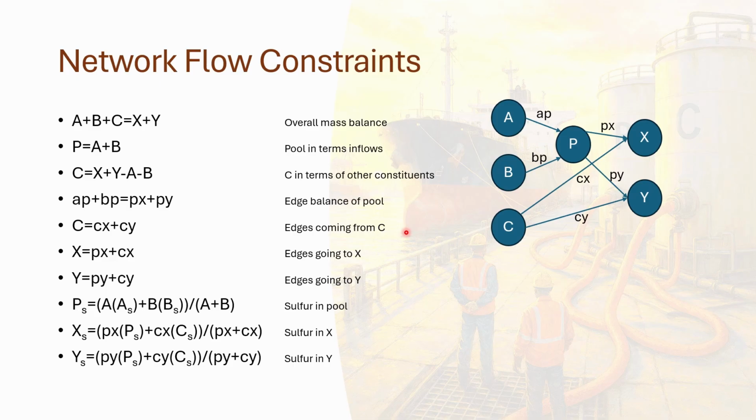We have edges coming from C, as you can see here, edges coming from X, edges coming from Y, and then also, what are those values in terms of sulfur? So we have sulfur in the pool, as you can see here, where that little S, AS, and BS are the sulfur concentrations of those raw materials. Sulfur in X is shown here. That's our sales product. And then finally, sulfur in Y is shown here.